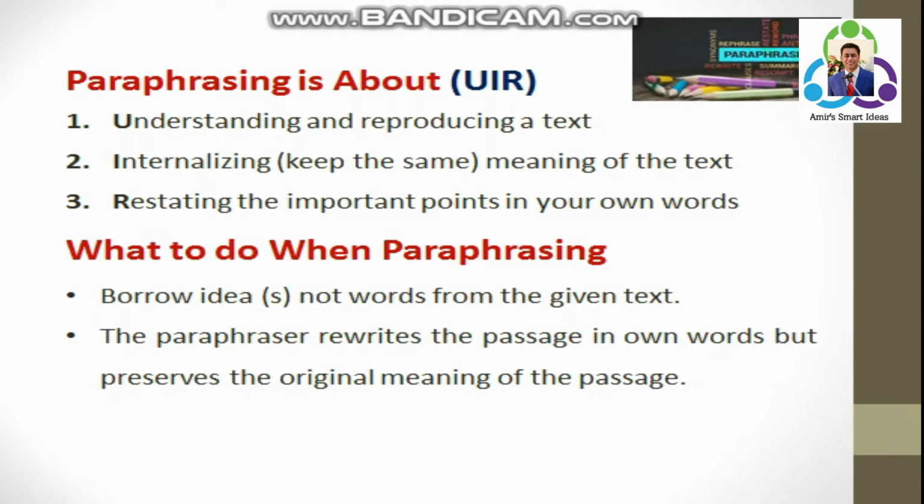Next, we have three quick steps to apply when we are paraphrasing. Anyone who is required to do paraphrasing should apply these three steps, UIR, which stands for understanding, internalizing and restating. Number one is understanding and reproducing a text. Once we go through the activity of paraphrasing, it basically deals with understanding and reproducing, and we all know that unless we understand, we cannot reproduce any ideas. So the first step is to understand, and then it is possible to reproduce or rewrite the same text. If there is no understanding, there would be no reproducing of the text.